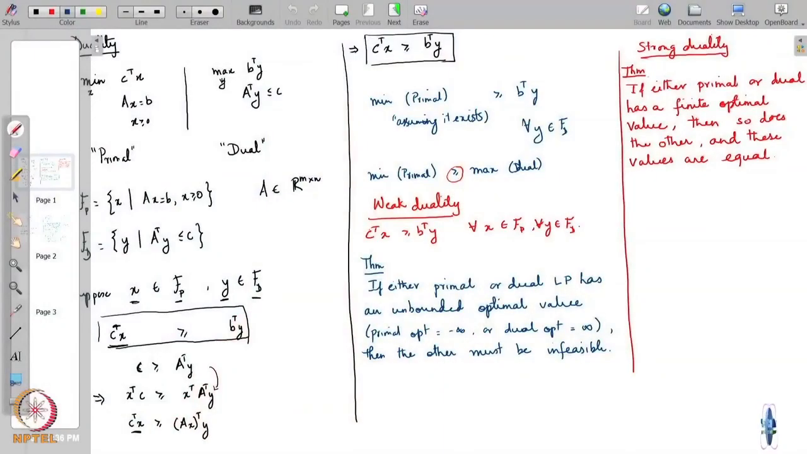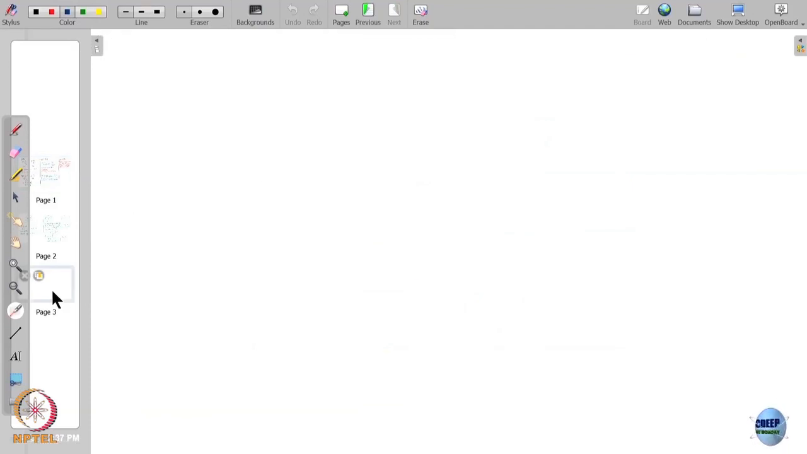So now using this, we will be proving the strong duality theorem. What are we going to prove? Let's go back to the statement of the theorem. We want to prove this red statement here. The statement says that if either primal or dual has a finite optimal value, then so does the other, and these values are equal. The other statement, which is that if either primal or dual is unbounded, then the other must be infeasible, is trivial. We just argued that directly by looking at weak duality. So now we are going to look at the strong duality theorem.